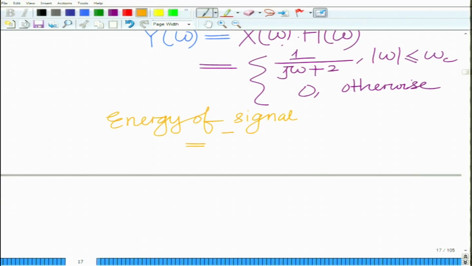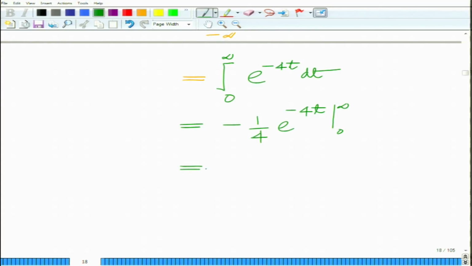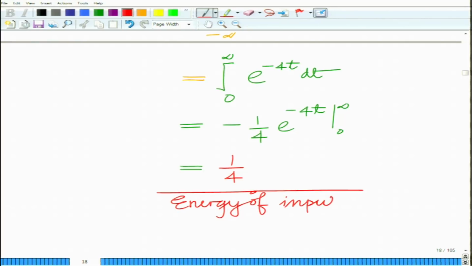Now, the energy of the signal. First let us find the energy of the input signal, that is the integral from minus infinity to infinity of magnitude x of t squared dt, which is the integral from 0 to infinity of e raised to minus 4t dt, which is minus 1 by 4 e raised to minus 4t between the limits 0 and infinity, which evaluates to 1 over 4. This is the energy of the input signal.